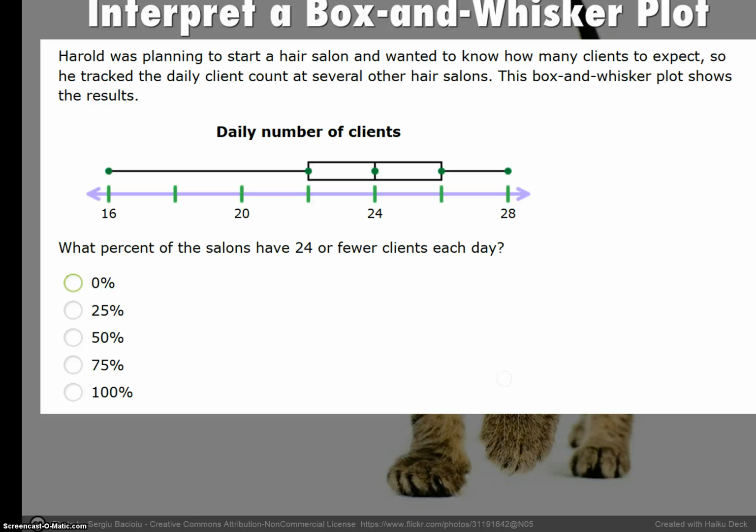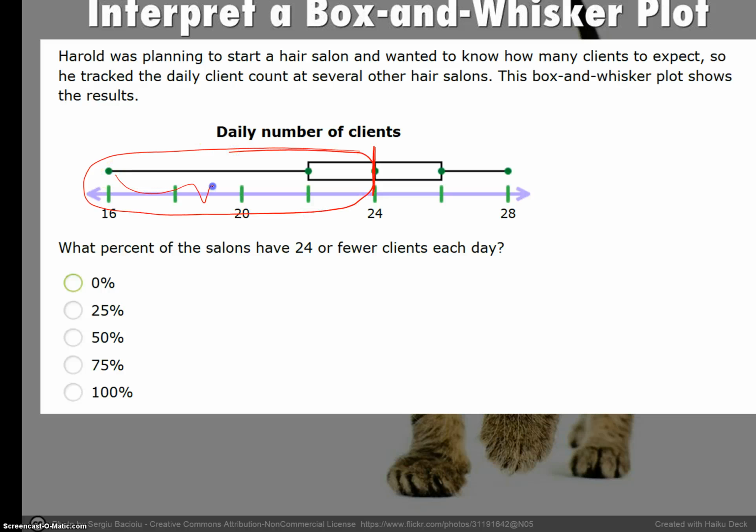Let's do another one. Harold's planning to start a hair salon and wanted to know how many clients to expect. So he tracked the daily client count at several other hair salons, and this is what was shown to him. If this asks you to find the percent of the salons that have 24 or fewer clients each day, the median number is 24. Well, if that's the middle of the data set, what percentage does this represent?